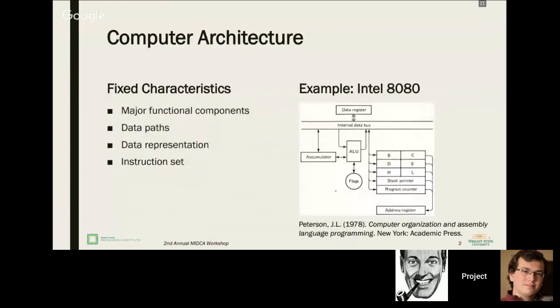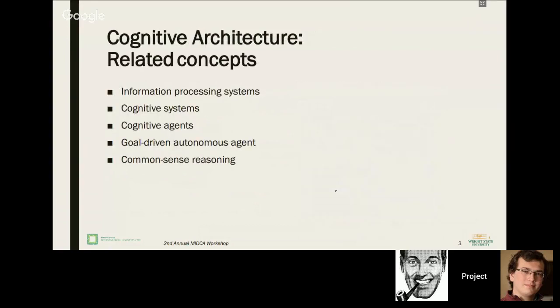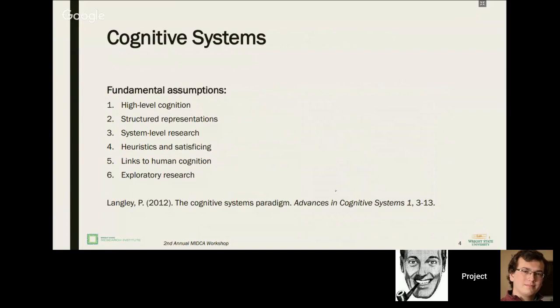All right, there was the architecture, related concepts, and now about cognitive systems. There were six basic assumptions that Langley outlined for the community. One was commitment to high-level cognition. Another, structured representations, often complex hierarchical representations. In cognitive systems, it's not a bit vector or a simple vector of numeric values. Rather, it will be schemas or other hierarchical symbolic representations that are the commonality for a cognitive system.